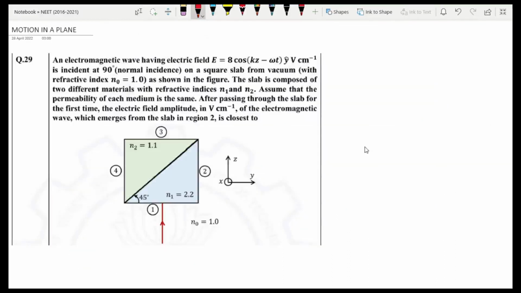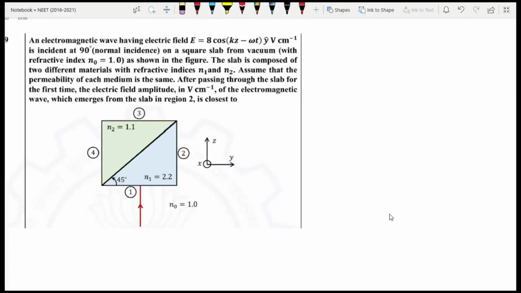An electromagnetic wave having electric field E is equal to 8 cos kz minus omega t y cap volt per centimeter is incident at 90 degree on a square slab from vacuum with refractive index N0 is equal to 1, as shown in the figure. The slab is composed of two different materials with refractive index N1 and N2. Assume that the permeability of each medium is the same. After passing through the slab for the first time, the electric field amplitude in volt per centimeter of the electromagnetic wave which emerges from the slab 2 in the region 2 is close to.